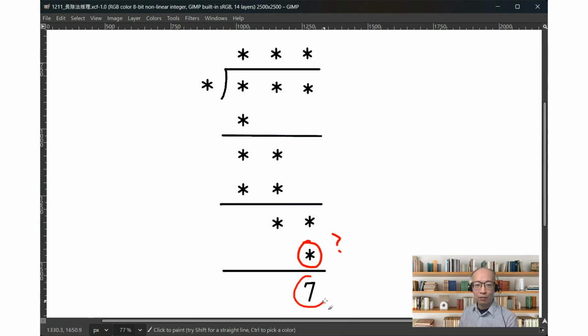So the remainder is 7. What does that mean? That means that the divisor can only be greater than 7. If it's not greater than 7, then the remainder cannot be 7. We need to continue doing the division. So the divisor can only be two choices here, 8 or 9.